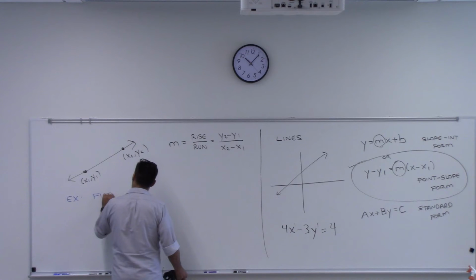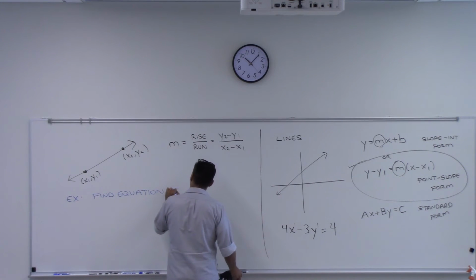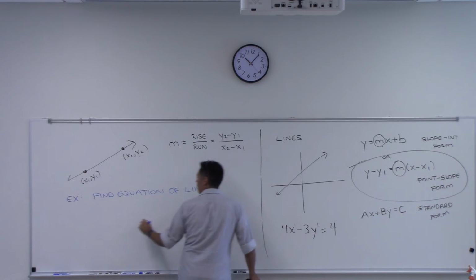Find the equation of the line through these points.